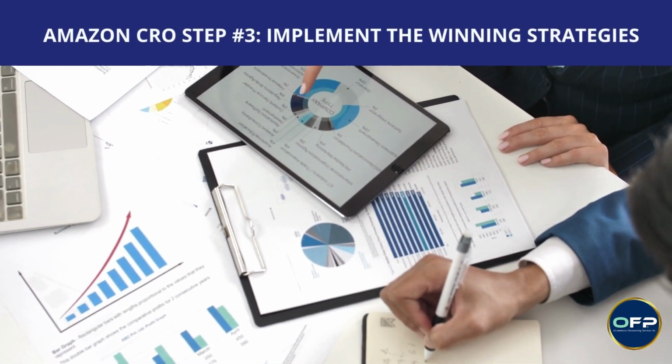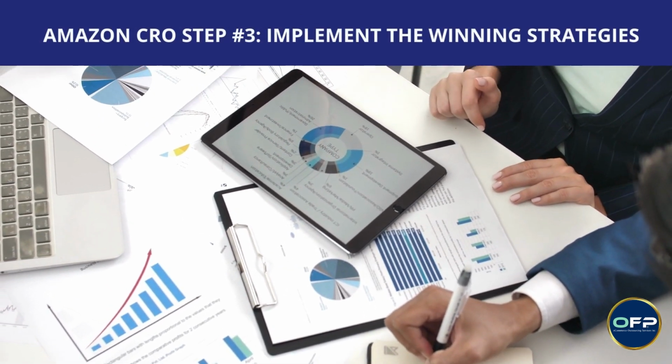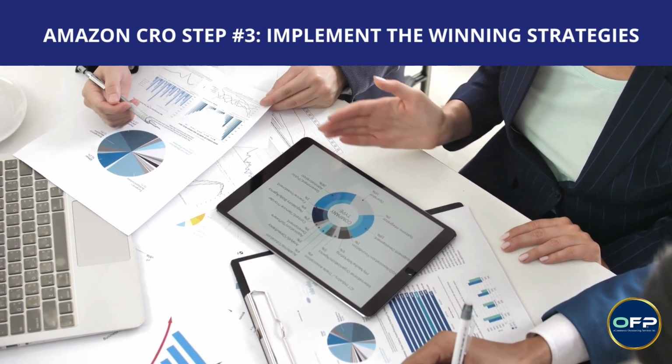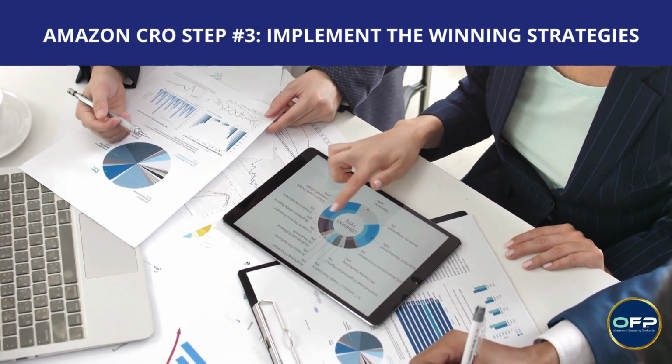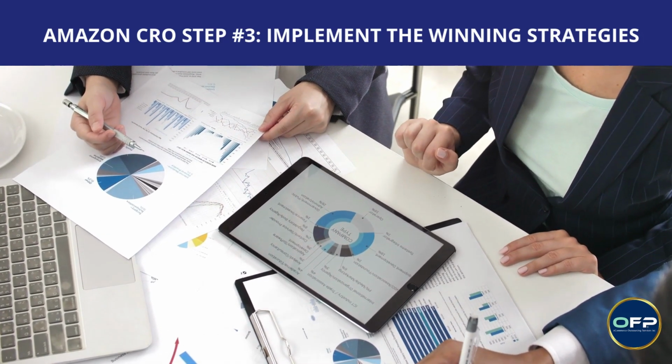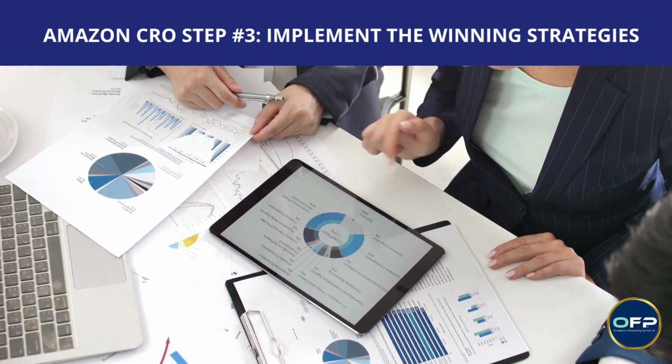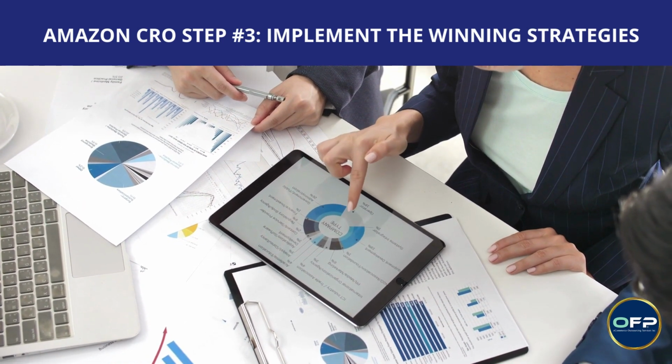Amazon CRO step number 3. Implement the winning strategies. If the strategies you've experimented with provide a significant increase in conversion rates, go ahead and have them implemented fully. This could mean working with experts to fine-tune everything before you implement those strategies.